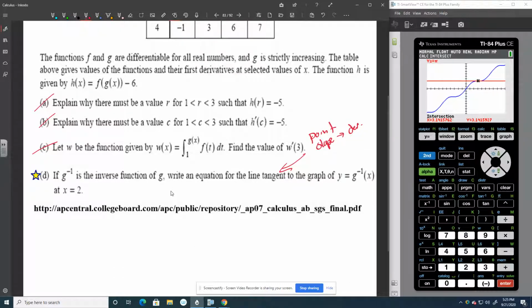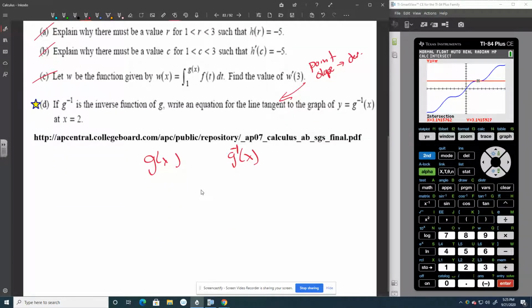So what we're going to do is just go with what we did before. We're going to look at g of x, and we're going to look at g inverse, the inverse of g at x. It wants us to know when x is equal to 2 for our inverse, which means our original function has y equal to 2.